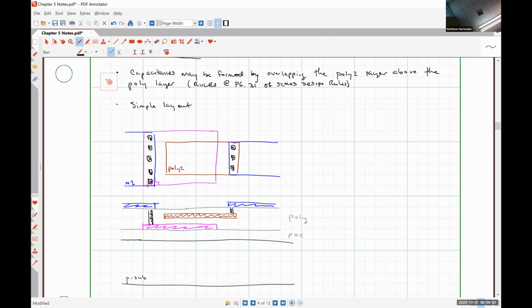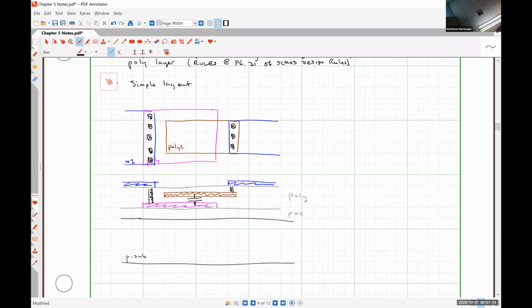So we can see that there is obviously an area of overlap between the two, and we form a capacitance here. Now, what's interesting is that there are also parasitic capacitances that are going to come about due to this, right? Because our substrate is doped and lightly conductive, we actually form a parasitic capacitance here, C poly.